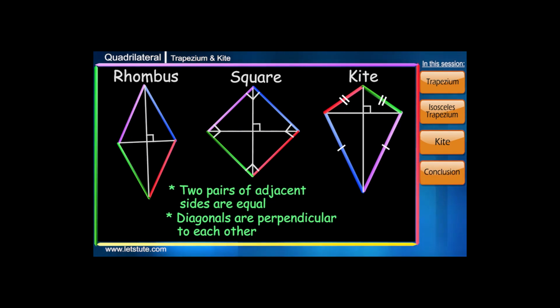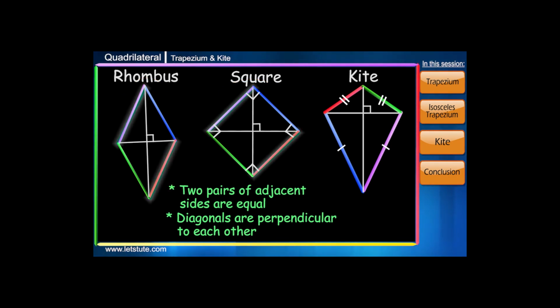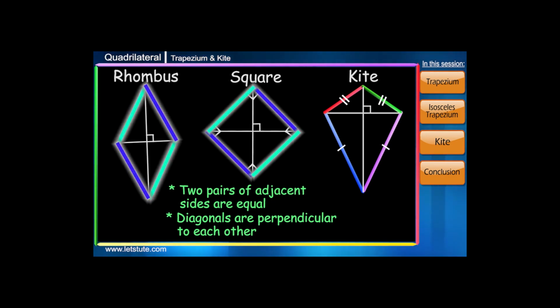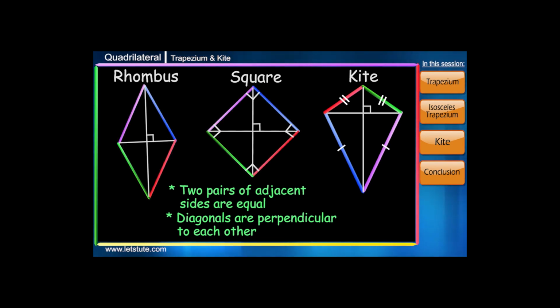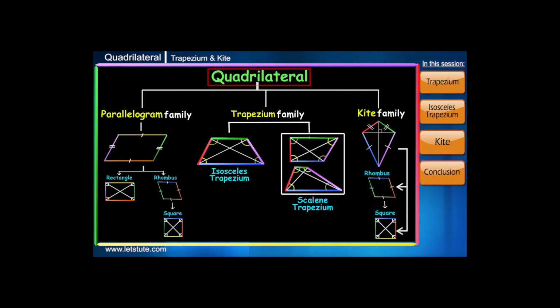Now you must be thinking that the square and rhombus belong to the family of parallelogram because both their pairs of opposite sides are parallel. Yes, you are right. In a rhombus or square, since all the sides are equal, no doubt even adjacent sides will be equal, as well as their diagonals are perpendicular to each other. Therefore, they belong to both the families because they satisfy all the conditions followed by the respective families. So friends, this was all about the types of quadrilaterals.